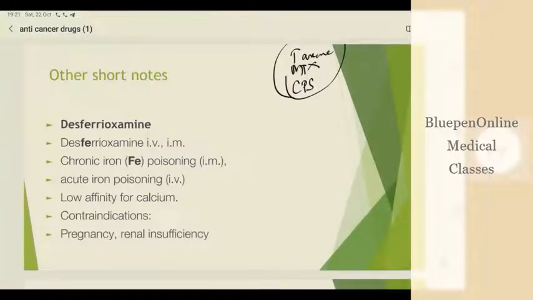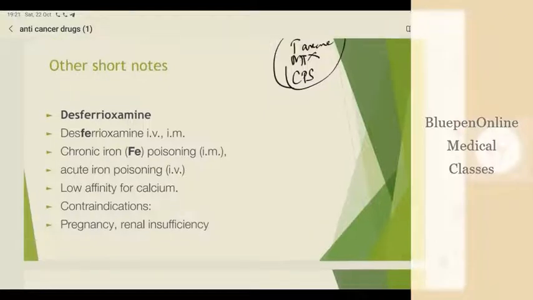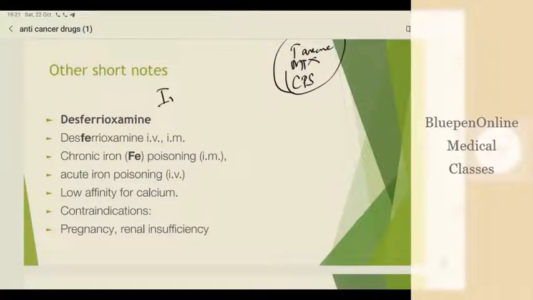Okay, next we move on to other things. This is an iron chelating agent, desferrioxamine. Desferrioxamine can be given IM or IV. It is given IM for chronic iron poisoning, and for acute iron poisoning it can be given IV.